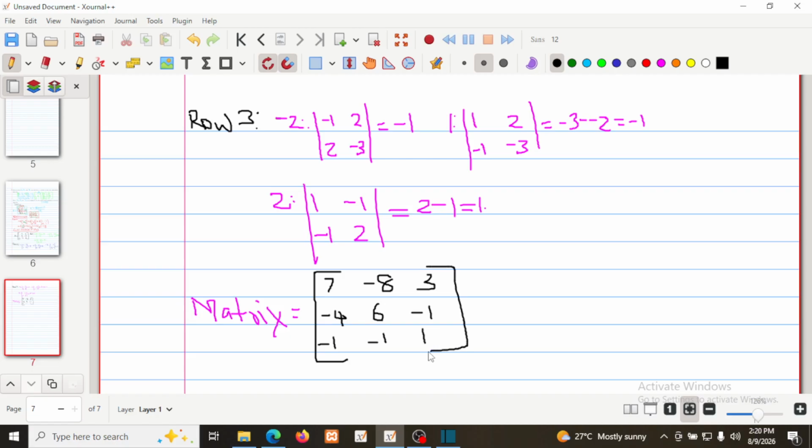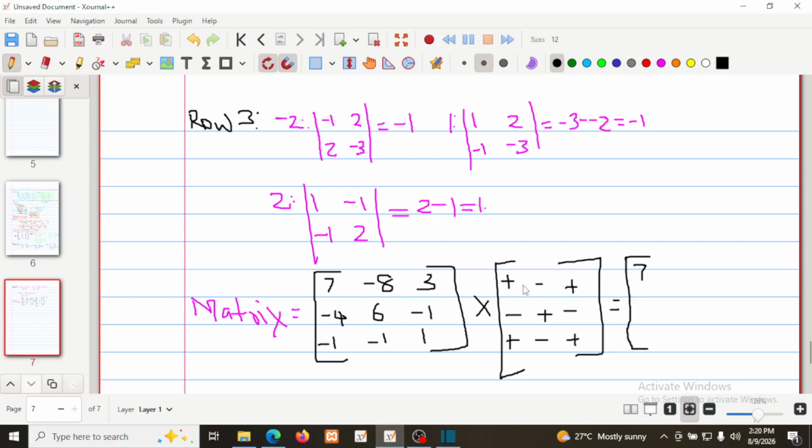Now what is the next? We have to multiply it by the sign matrix. The sign matrix is positive, negative, positive, then negative, positive, negative, then positive, negative, positive. This is what we call the sign matrix. So 7 times positive is positive 7, negative 8 times negative is 8, then 3 remains 3, then negative 4 becomes 4, 6 is just 6, negative 1 becomes 1. Then negative 1 times positive is negative 1, negative 1 times negative is 1, then 1 times positive is 1.